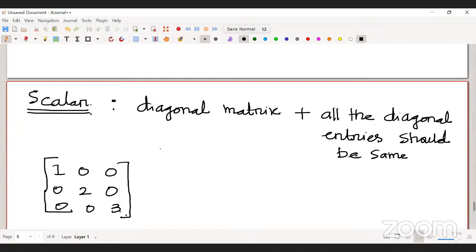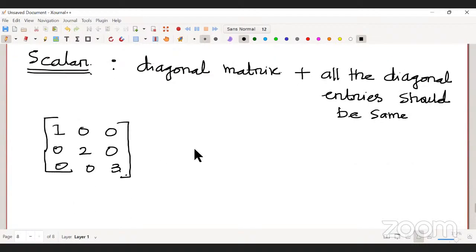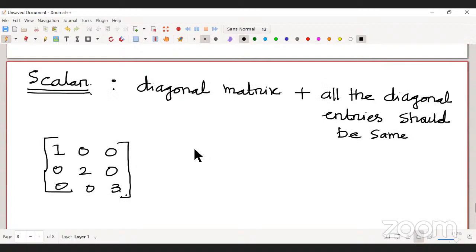Okay, so this is a matrix. So my first question is whether this is a scalar matrix or not. As you can see, for the scalar matrix, you need to check two conditions. Okay, this one and this one. So the first thing is whether this is a diagonal matrix. Yes, this is a diagonal matrix. So the first condition holds. Okay, and the second condition says all the diagonal entries should be same.